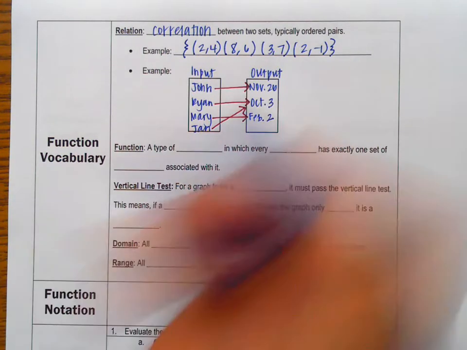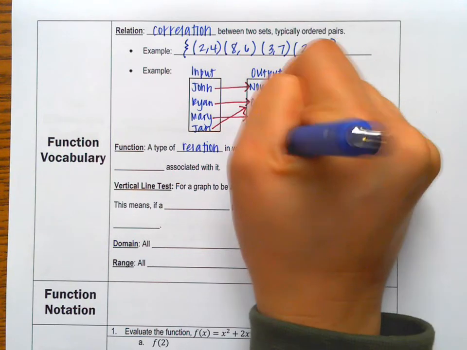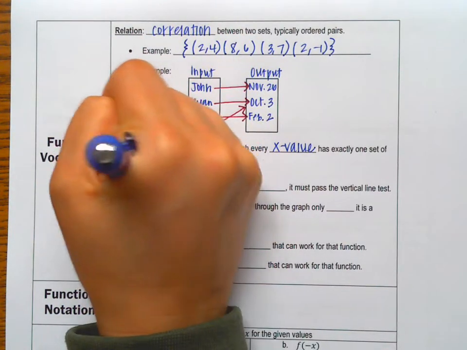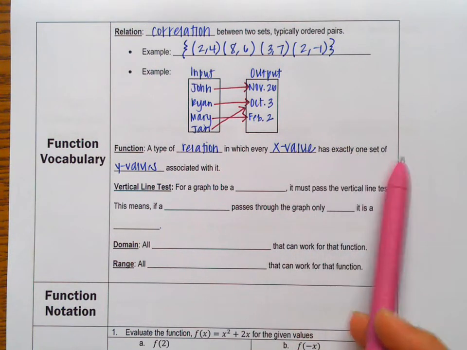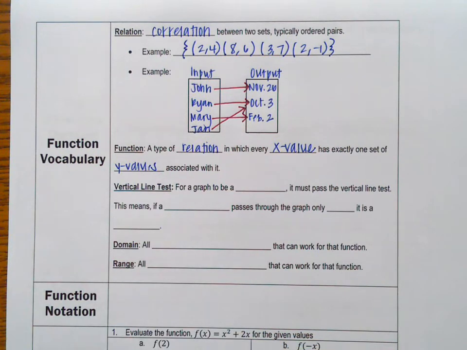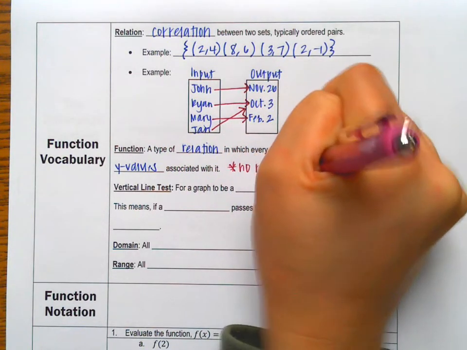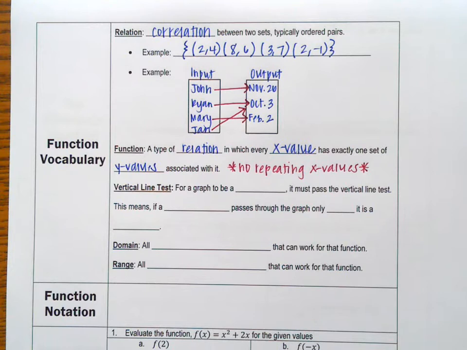So then from there, we go into a function. So a function is a type of relation in which every x value has exactly one y value associated with it. And so what that means is basically you can't have a repeating x value, because what it's saying is every x value has only one y value that goes with it. So it's saying no repeating x values. So a function is a special type of relation. It's a relation, like I said, where it has no repeating x values.